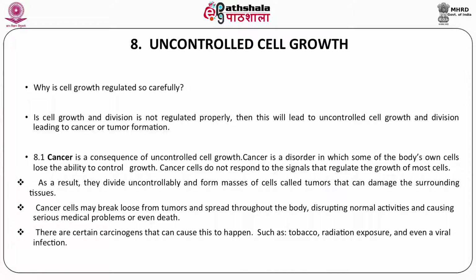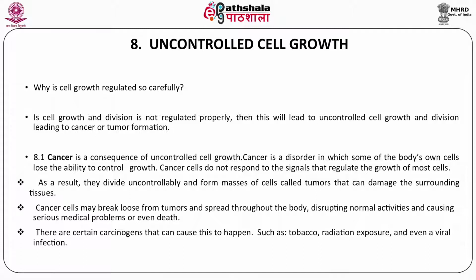Now, what happens if the cell cycle is not regulated, or in a condition of uncontrolled cell growth? Why is cell growth regulated so carefully? If cell growth and division are not regulated properly, this will lead to uncontrolled cell growth and division, leading to cancer or tumor formation. Cancer is a consequence of uncontrolled cell growth.